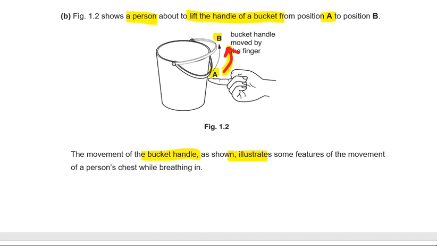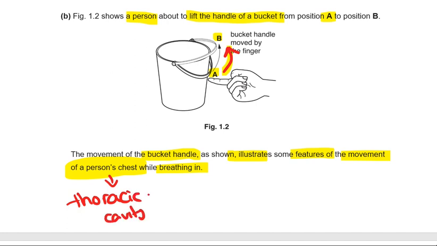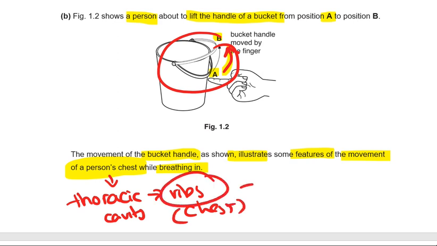So it is showing you, in a drawing way, the features of the movement of a person's chest while breathing in. The chest here, we are usually referring to as the area of the thorax, the thoracic cavity, which is controlled by your ribs. And also, I guess, mainly, I think chest, right? Chest is the ribs and also the intercostal muscles.